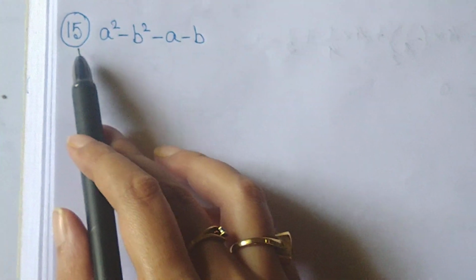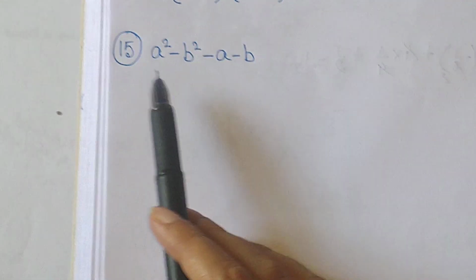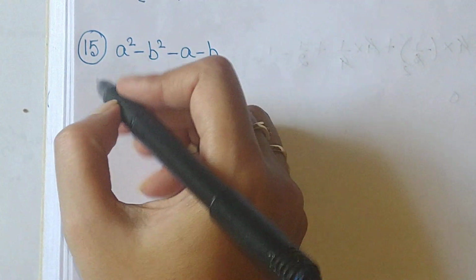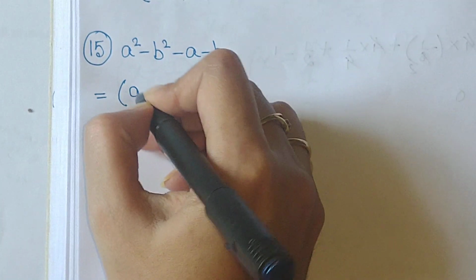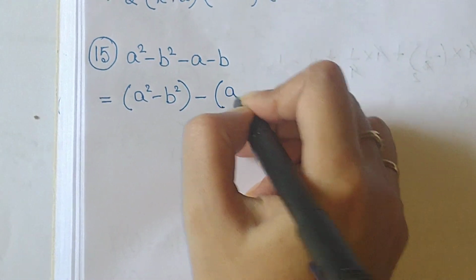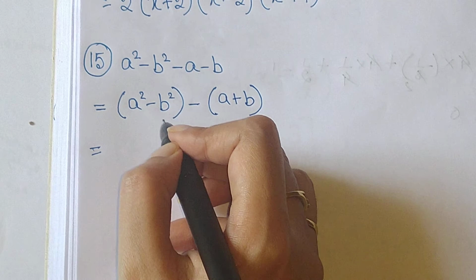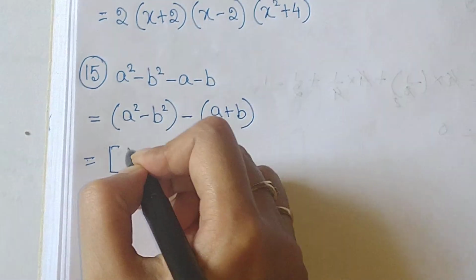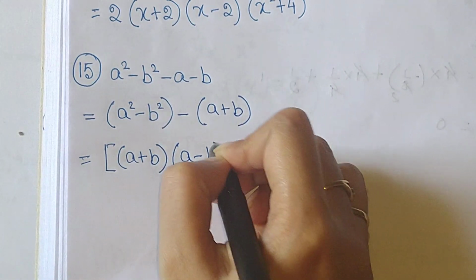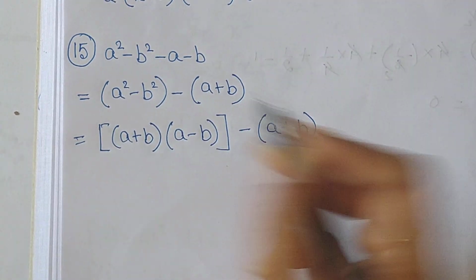Now we are going to solve sum number 15, a square minus b square minus a minus b. So a square minus b square, this can be reduced to the identity. So I will be making a group, minus a plus b. a square minus b square can be written as a plus b, a minus b, and minus a plus b over here will remain as it is.